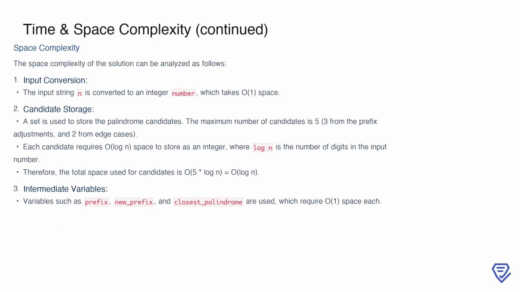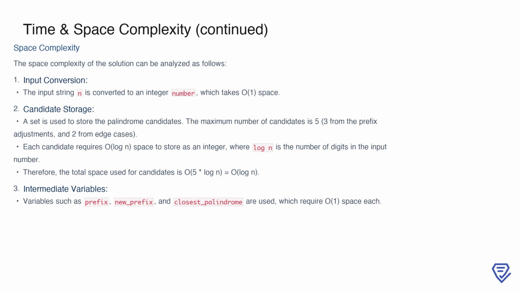Turning to space complexity, the analysis begins with input conversion. The input string is converted to an integer, which takes O(1) space. Next, we consider the storage of palindrome candidates. These are stored in a set, and the maximum number of candidates is 5, 3 generated from prefix adjustments and 2 from edge cases. Each candidate requires space proportional to the number of digits in the input, or O(log n). Thus, storing these candidates takes O(5 * log n), which simplifies to O(log n).